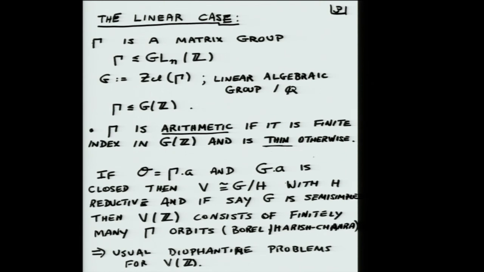So gamma is arithmetic if it's finite index, and then the orbits will be much more classical problems. And if gamma is thin, then it's a more exotic problem.